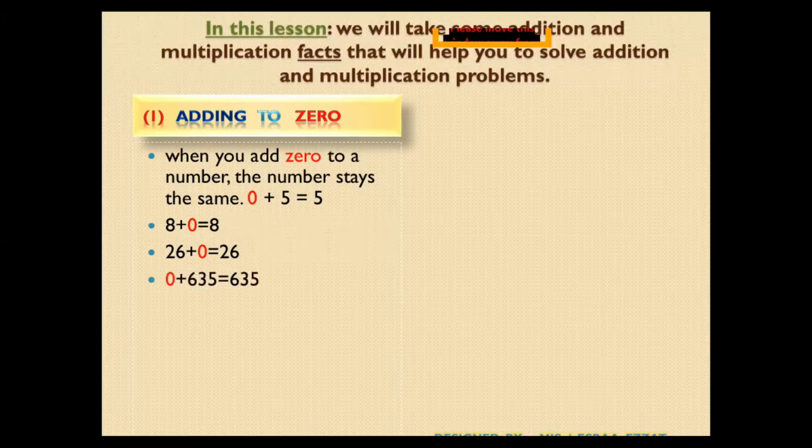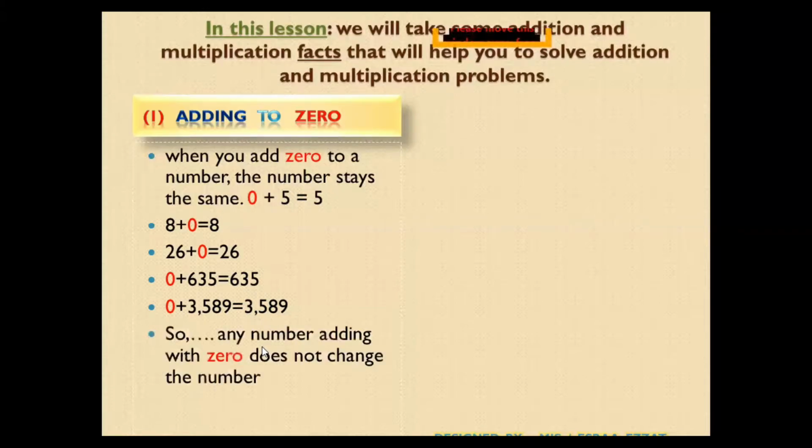Here we have 635 plus 0. The result will be 635. 0 plus 3,589. The result is 3,589. So any number adding with 0 doesn't change the number, as you see in the last examples.